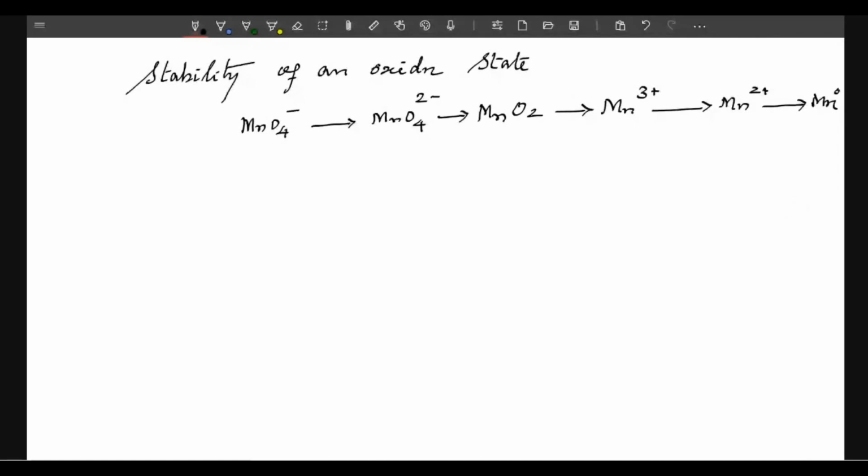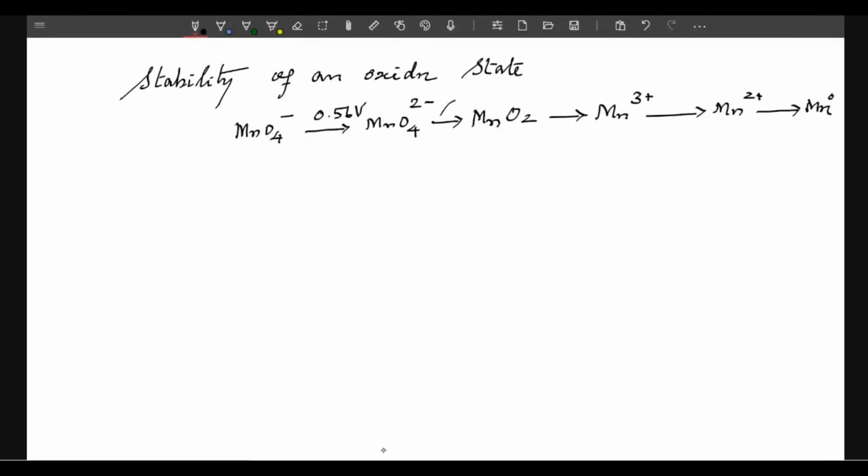I have told you that the Latimer diagram gives only the reduction potential value. On the left-hand side, you will be starting with the highest oxidation state of the given species and ending with the lowest oxidation state of the species. And here, the electrode potential MnO4 minus to MnO4 2 minus, that is when +7 state is converted into +6 state, the electrode potential involved is 0.56 volt. And then the +6 to +4, the potential value involved is 2.26 volt.